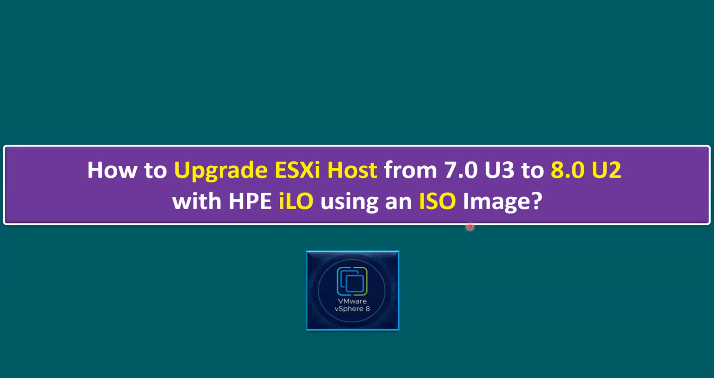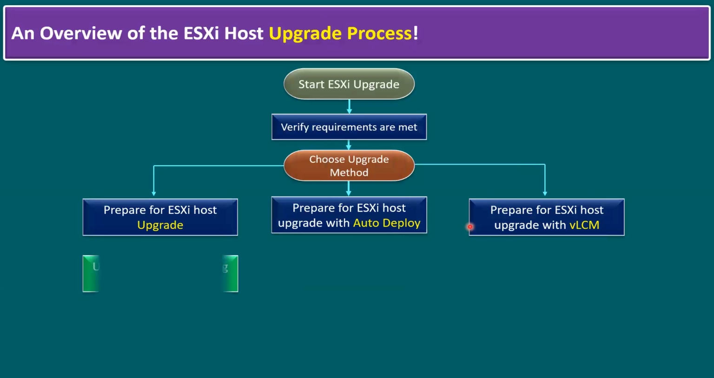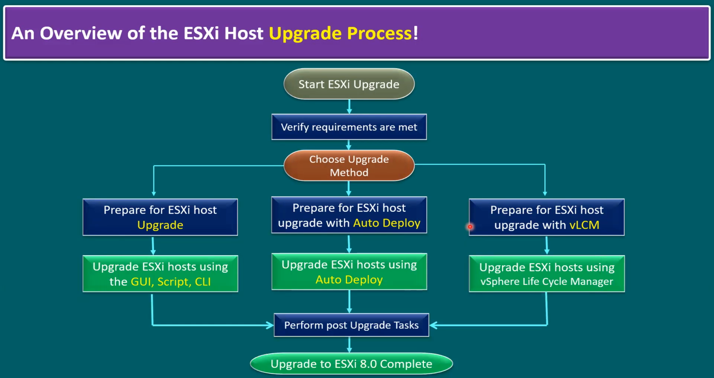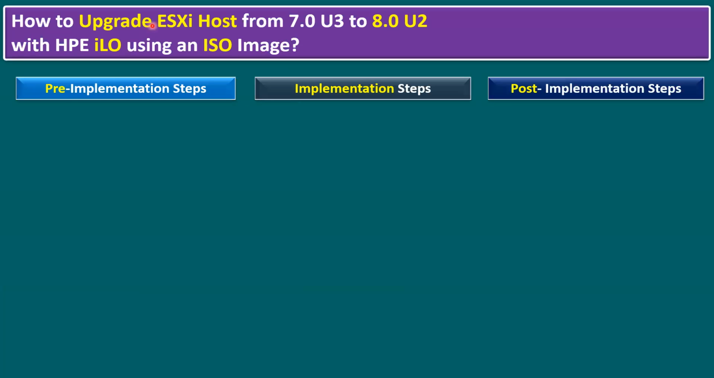Okay, so let's quickly recap our overview of the ESXi host upgrade process. As we are aware, within our ESXi host upgrade process, there are 5 ways to upgrade the ESXi host. That is GUI, script, CLI, auto deploy and LCM. Within these 5 methods, we are going to use the GUI method in this session. So let's talk about how to upgrade.